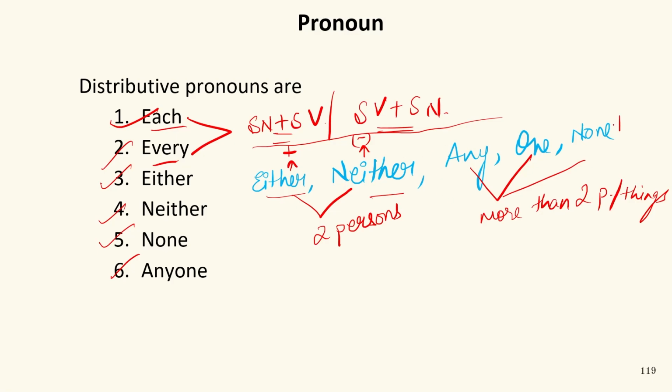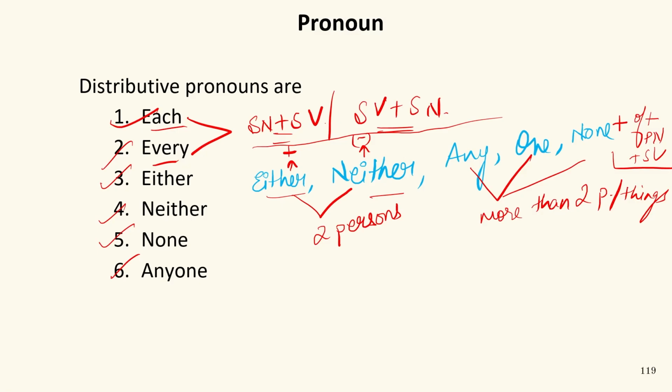Now, if any of these pronouns is followed by the preposition of, it should be followed by a plural noun but a singular form of verb. So this is very important. If the preposition of is following any of these words, it should be followed by a plural noun but a singular form of verb. If the preposition of is not there, we can use it in the same manner as a singular noun and a singular form of verb.